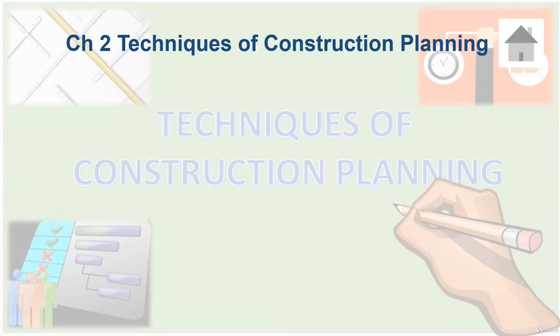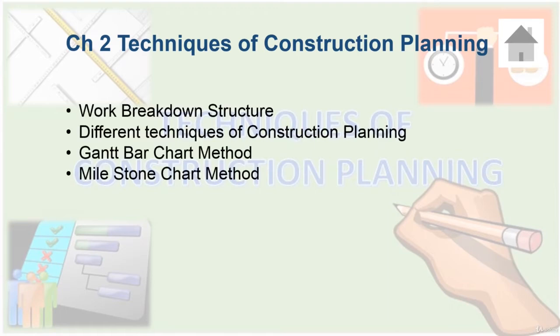Chapter number 2 is Techniques of Construction Planning, where we will first learn work breakdown structure. What is work breakdown structure and how to draw this work breakdown structure for our project. Then we discuss the different techniques for construction planning, and from these techniques in chapter number 2 we will learn the Gantt Bar chart method and milestone chart method with example.